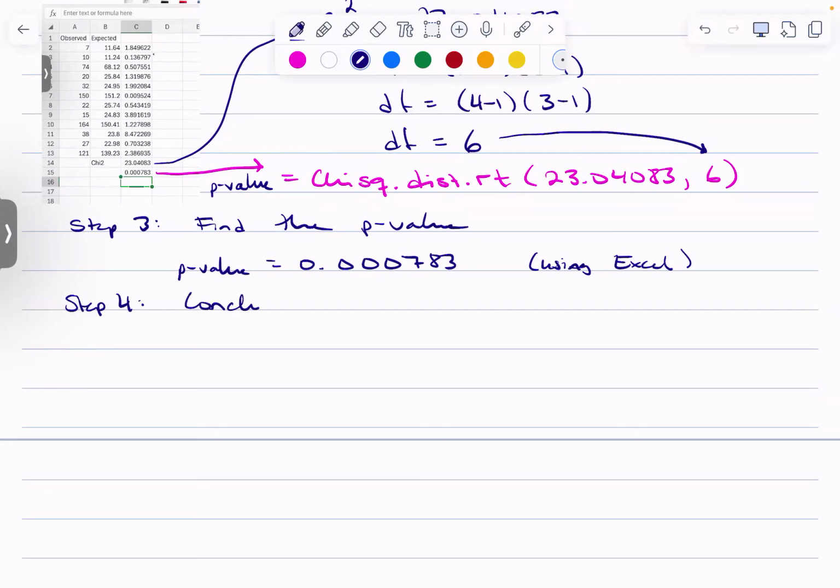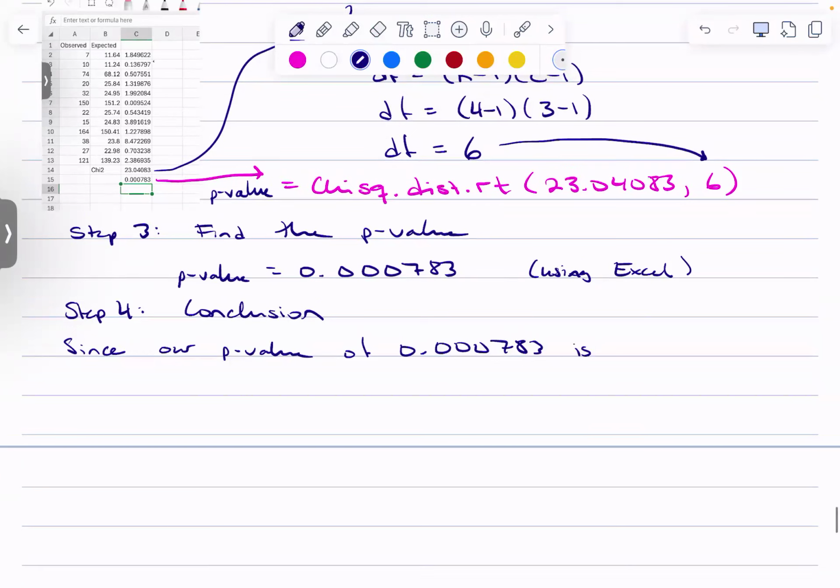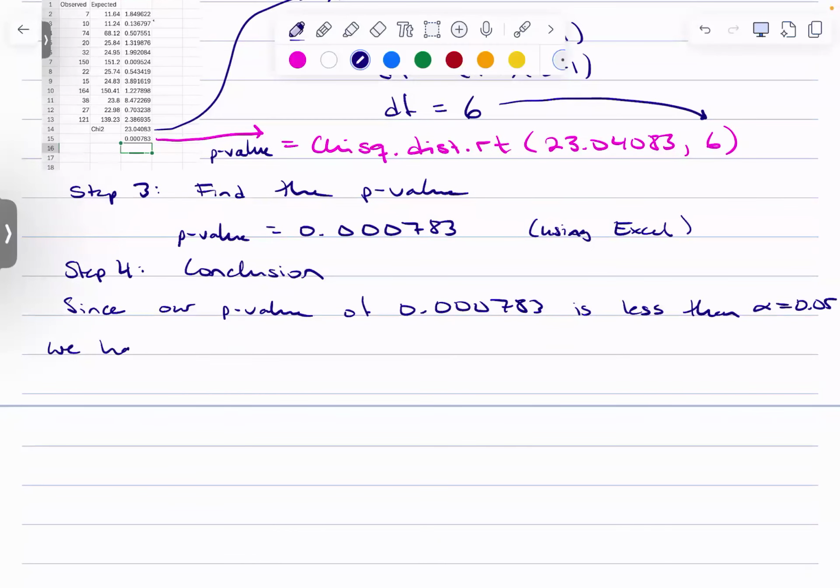Your conclusion then is, since our p-value of 0.000783, right, show it off, is less than our alpha level, alpha equal to 0.05, we have enough evidence to reject H naught in favor of HA.